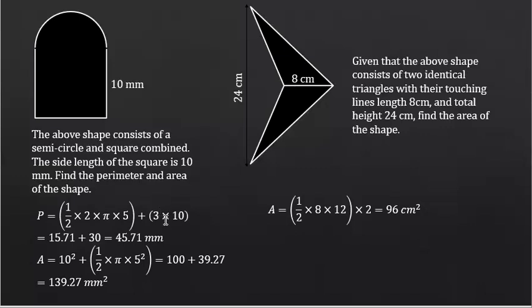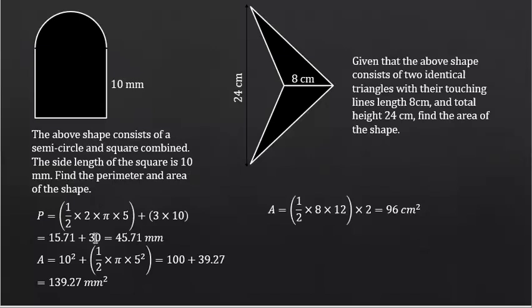Now you may be wondering, why are we multiplying 3 by 10 for the perimeter? The reason we are multiplying 3 by 10 and not 4 by 10 is because this side here is inside of the shape. It is not on the outside, and the perimeter goes around the shape. And around the shape, there are only 3 sides of 10 millimeters each. So that is why we multiply 3 by 10 instead of 4 by 10.